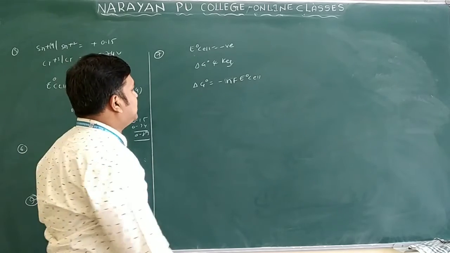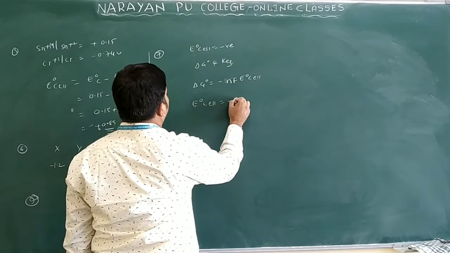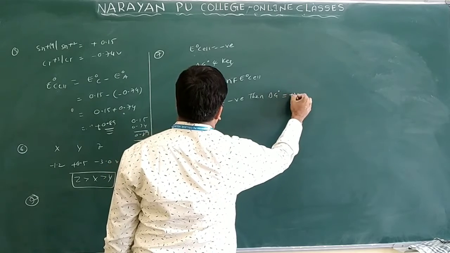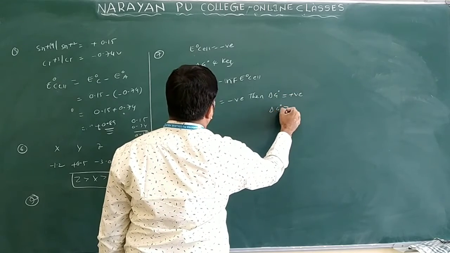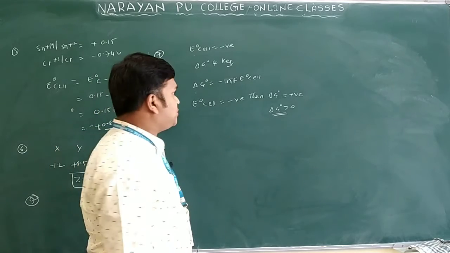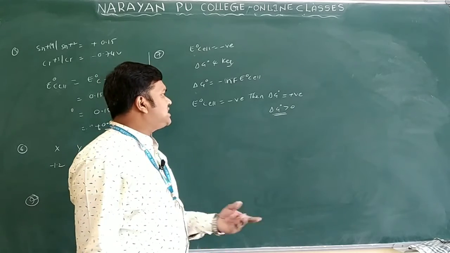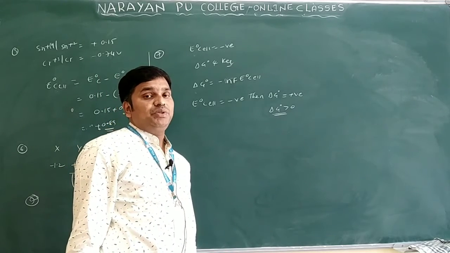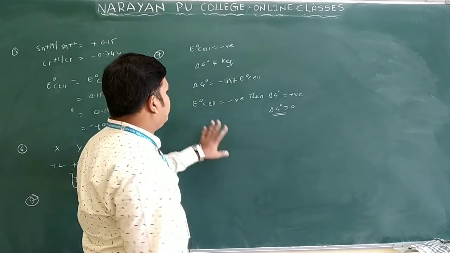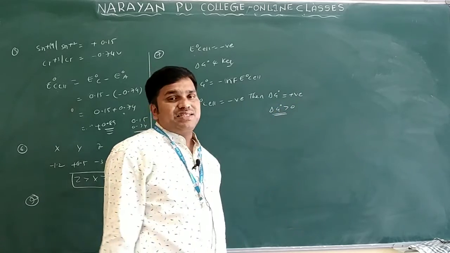If E naught cell is negative, what is the delta G value? Then delta G becomes positive, meaning delta G naught is greater than 0. If you take the reverse reaction, delta G is negative, then E cell is positive. Delta G negative is the spontaneous process. So if E naught cell is negative, delta G naught becomes positive.